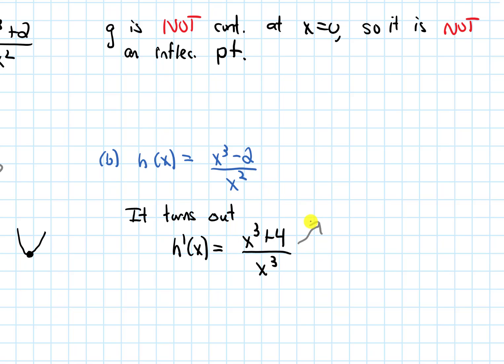Okay. And now I need to figure out, when is this equal to 0? When is it undefined? Well, this equals 0 when the numerator equals 0. If I set this equal to 0, I'll get x to the third equals negative 4. And if I cube root, we get x equals the cube root of negative 4. So that's when the whole fraction equals 0. And this whole fraction is undefined when the bottom is 0, and that happens when x is 0.